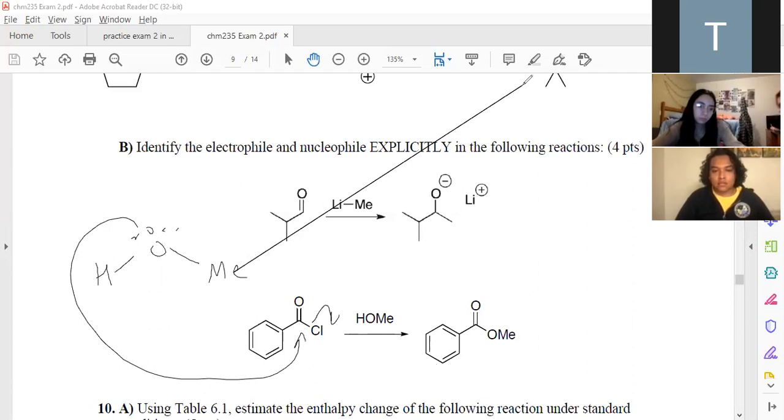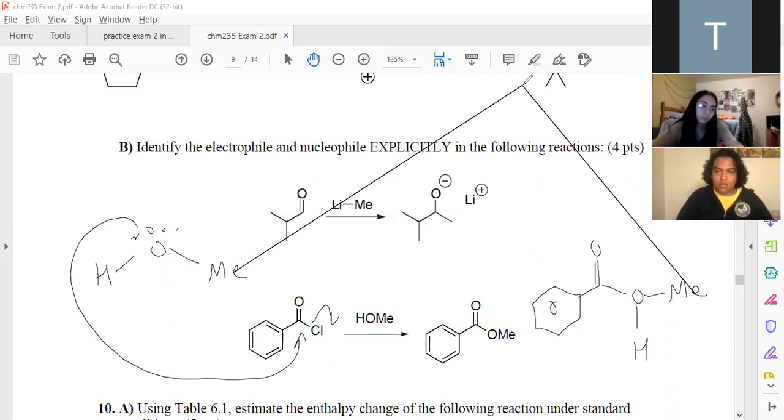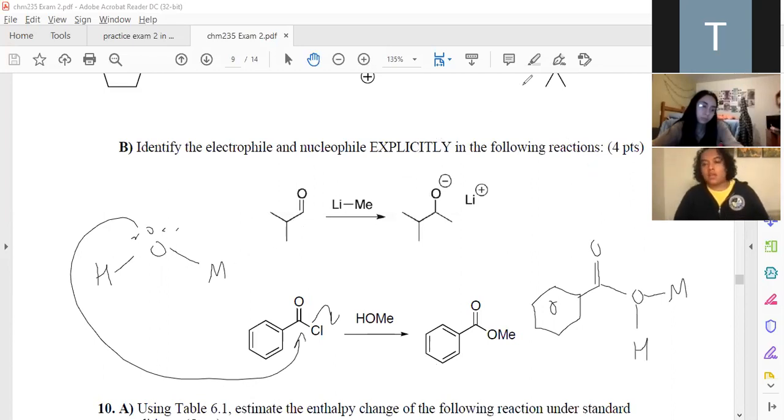And so then you're going to have this as your intermediate, like this, where you have the OMe and you still have the hydrogen. And why it does that, I don't know. I need to clean my screen.